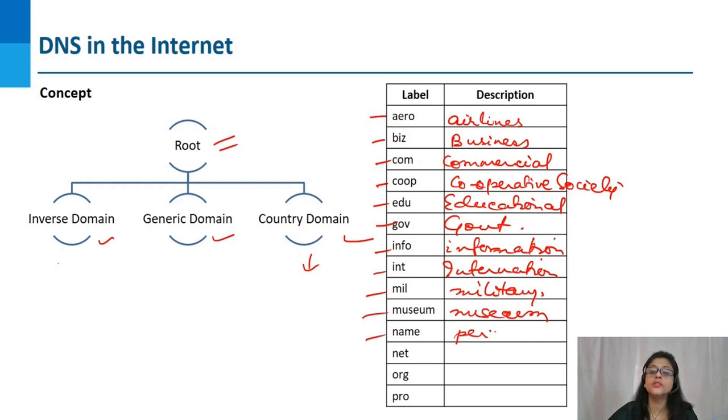name is the personal namespace, net is the network support, org is the non-profit organizations. Pro is the professional organizations.